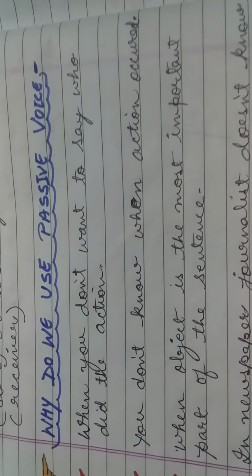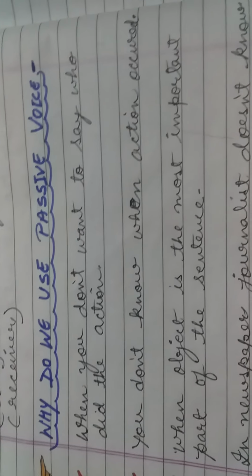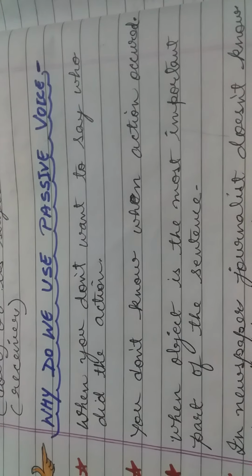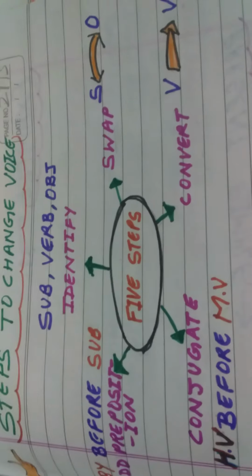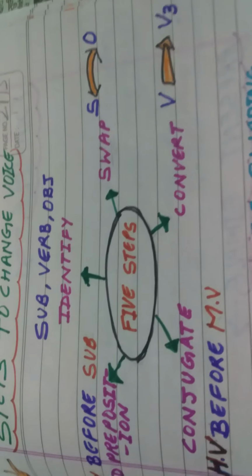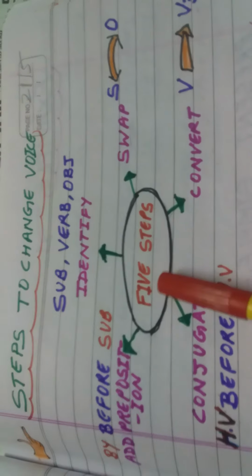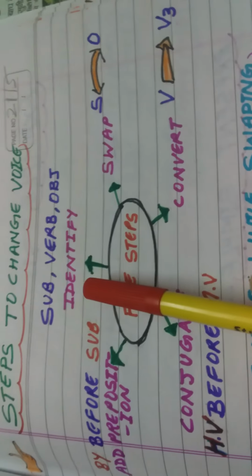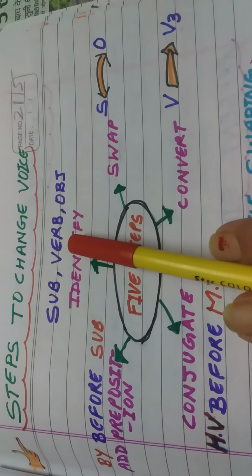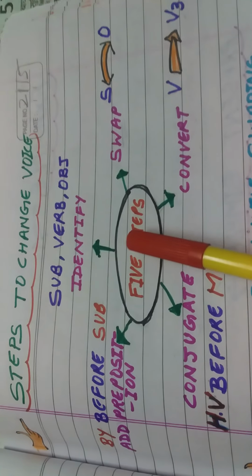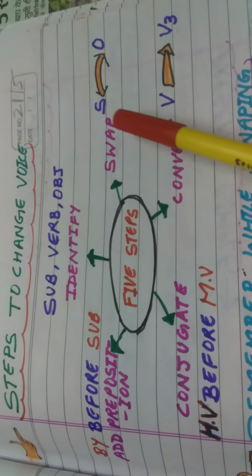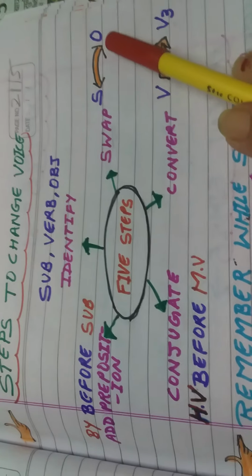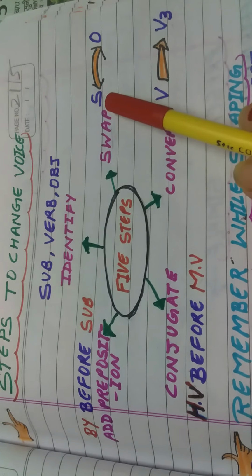Now to change or to transform active into passive, we need to follow some important steps. So let's see the steps to change from active to passive. The first step is to identify. First of all, you should identify in the active sentence which is the subject, what is the verb, what is the object. After that, the next step is swap. Swap means changing of the place: subject to the place of object and object to the place of subject.